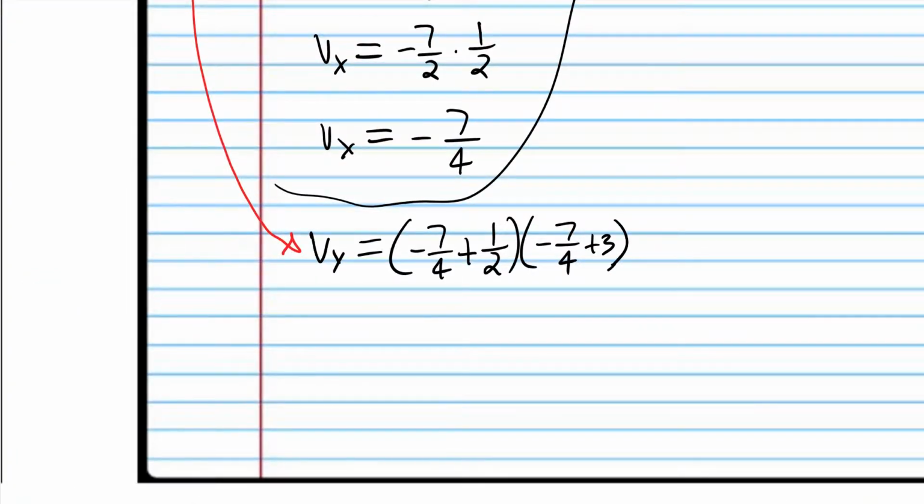And we just have to calculate what that would be. So we can change this, multiply both sides by 2, and we get 2/4 plus negative 7/4 is negative 5/4. And we can change this to 12/4. 12/4 plus negative 7/4 is 5/4.